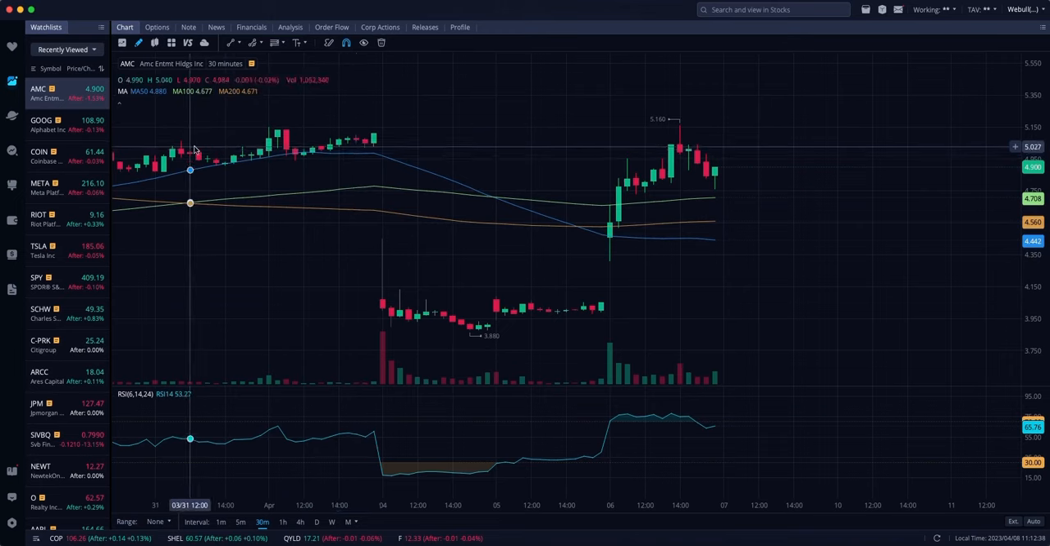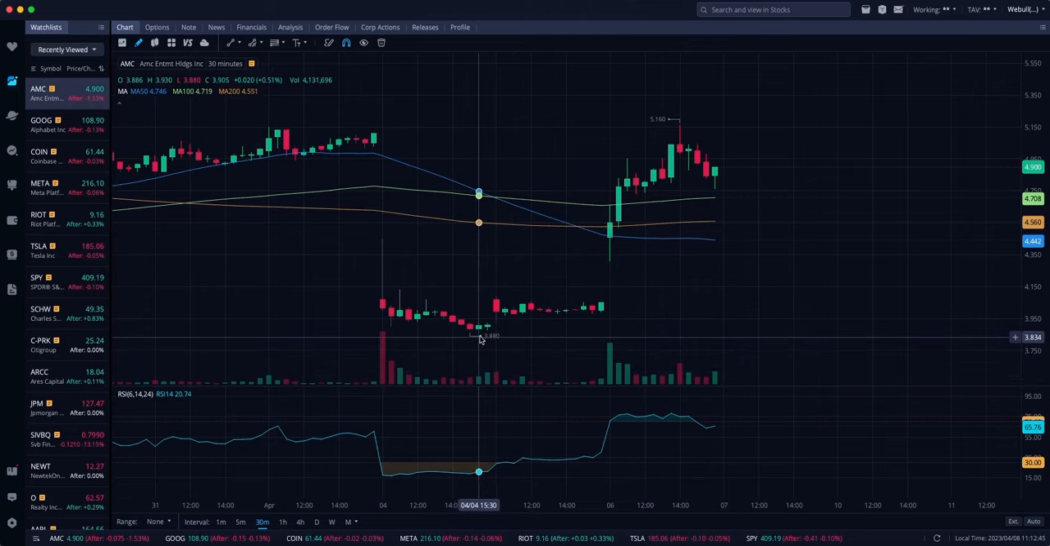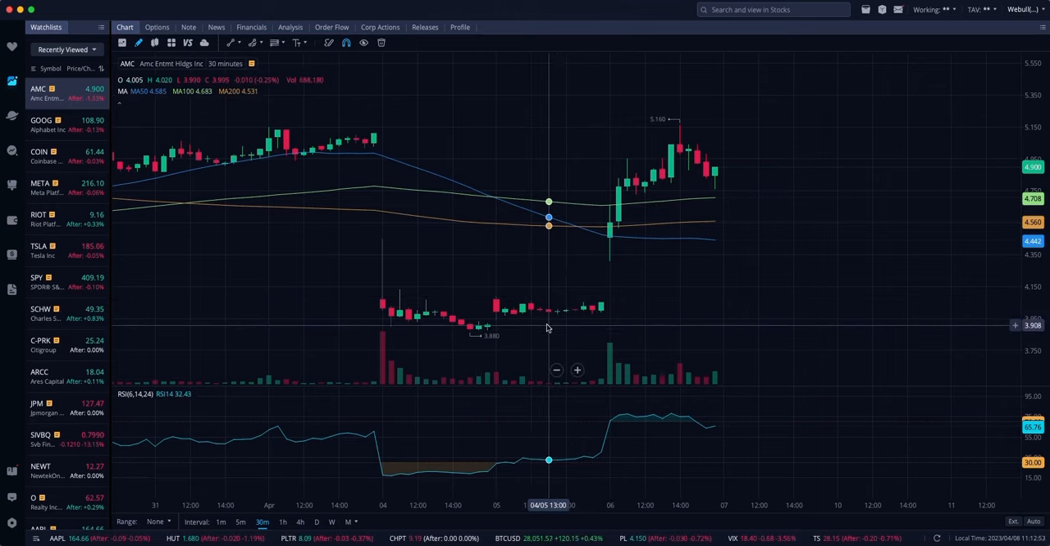So AMC was hovering around the $5 mark and then had a massive gap down on news of a reverse split, taking the stock all the way down to $3.88. Now on the 5th of April at this area here, I decided to sell the $2 put option. And what that basically means is I'm willing to buy 100 shares of AMC at $2. And for that, the buyer of the option would pay me a credit.